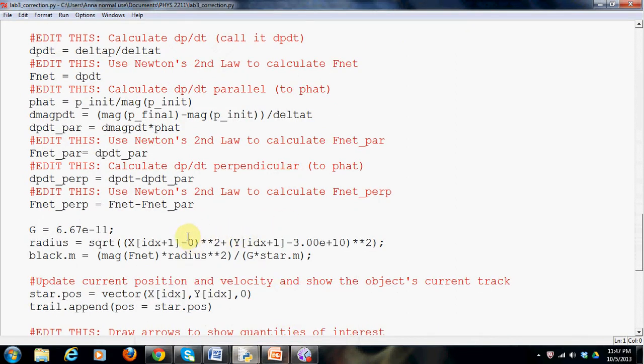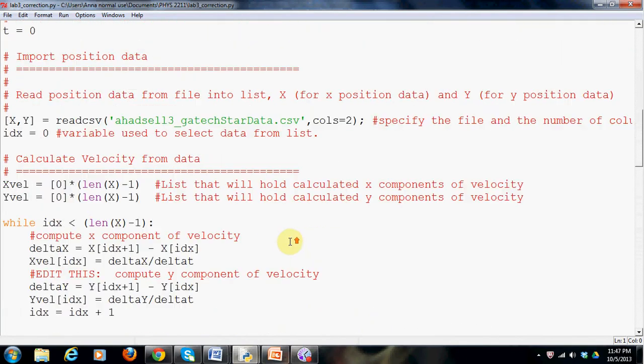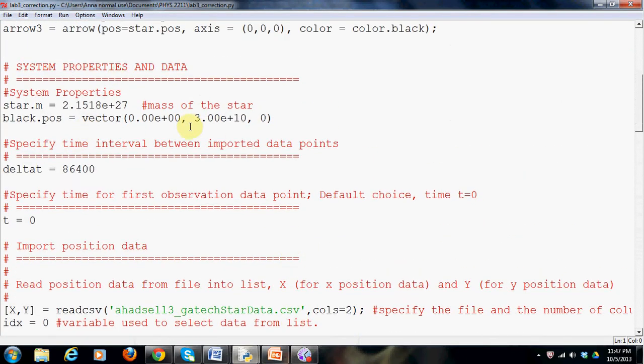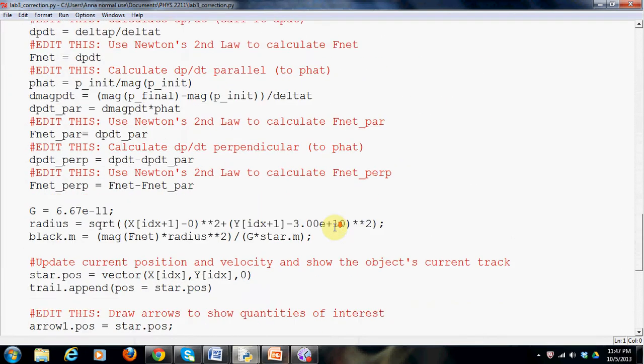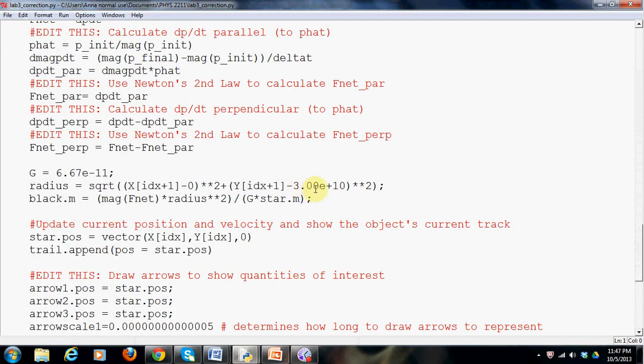In this model, as you can see, I found the radius by using the x minus 0 because the x component of the black hole was 0, and actually this is the position of the black hole. And the y component was 3 times 10 to the 10th power, and so I compared the y components that we were given to this component in order to find the radius. I will elaborate on the difference between these two models later.